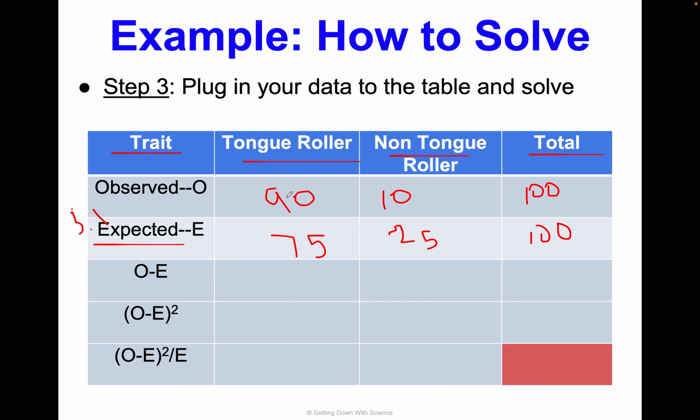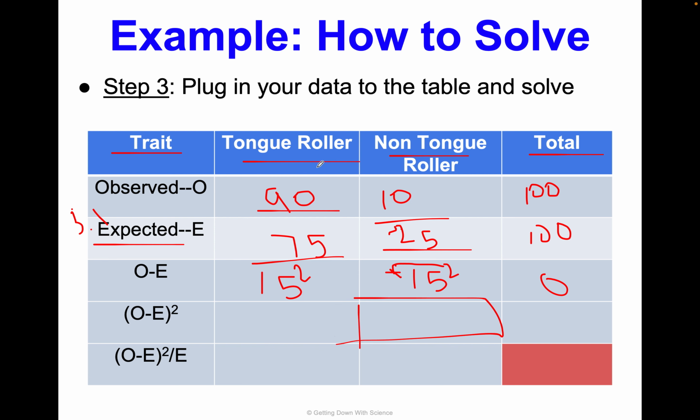Now what we're going to do is subtract our expected value from our observed value. So 90 minus 75 is 15. Observed is 10, expected is 25. Do not worry if you get a negative number. So that would be negative 15. And that's a total of 0. Then we're going to square it. 15 squared, and this is why the negative doesn't matter, because this is always going to be a positive number. Once you get those numbers, you're going to divide it by the expected.